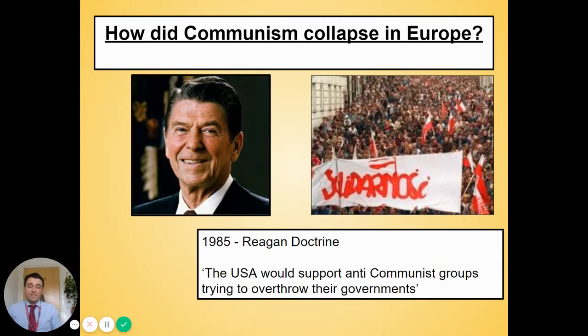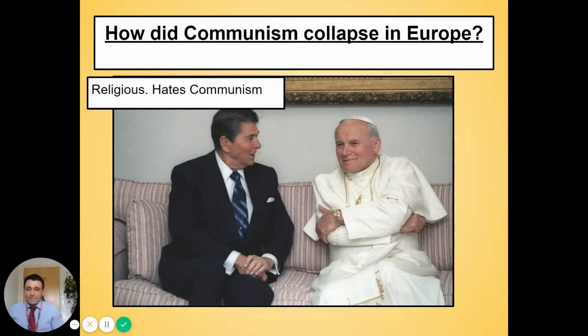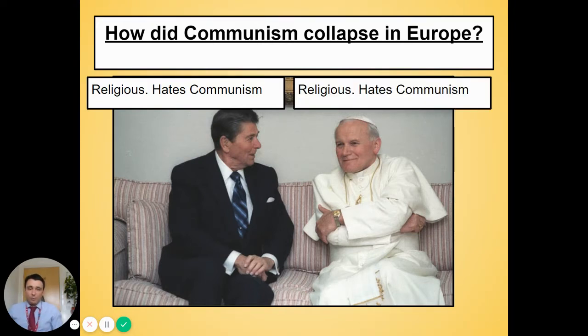But if we remember, in 1985 the Reagan Doctrine had taken effect, saying that the USA would support anti-communist groups trying to overthrow their governments. This was a great opportunity for America to prove that doctrine by supporting Solidarity, who were trying to overthrow the communists in Poland. And you get this unbelievable meeting between two people: Ronald Reagan, who hated communism and was religious, and Pope John Paul, who was also religious and also hated communism.